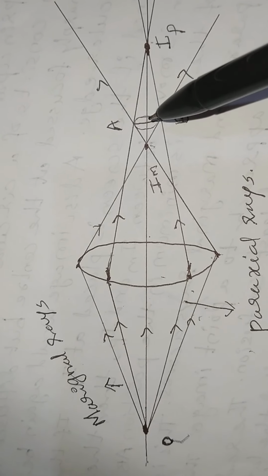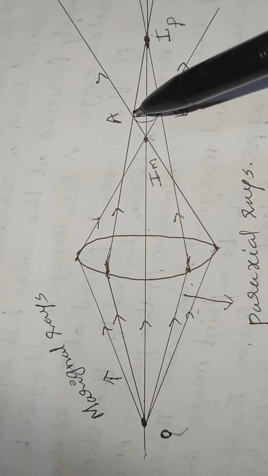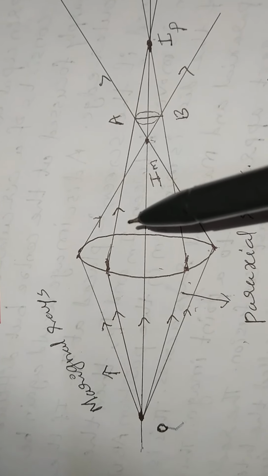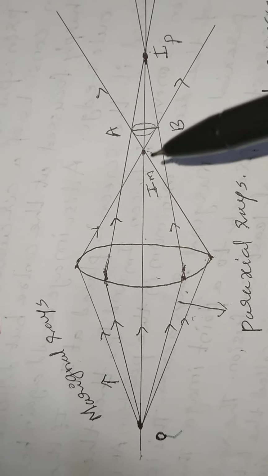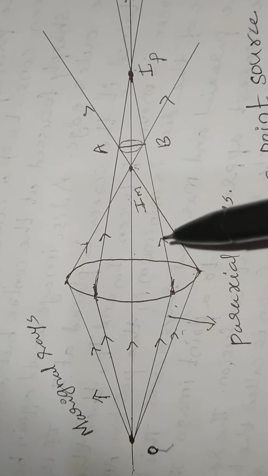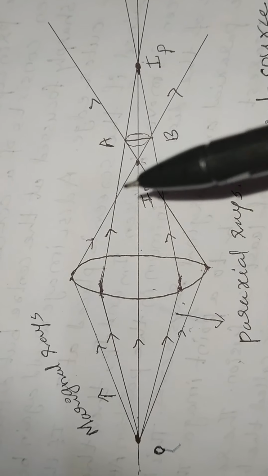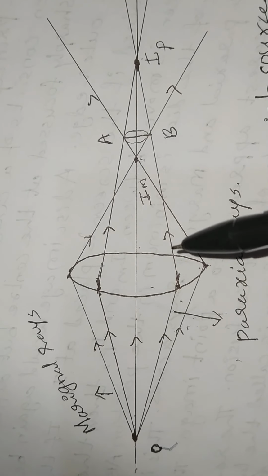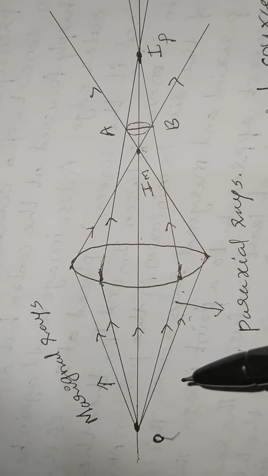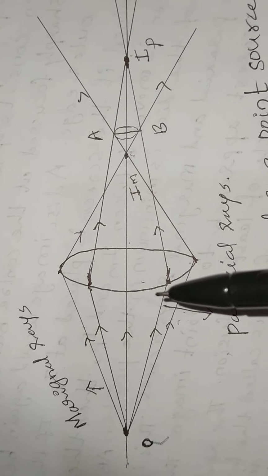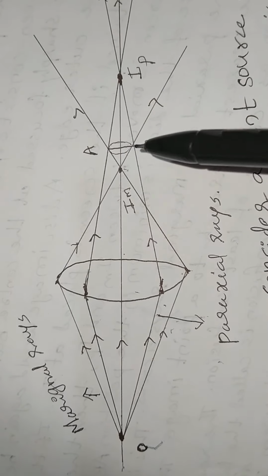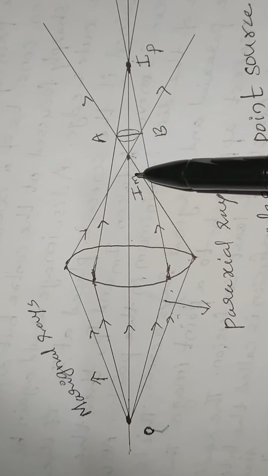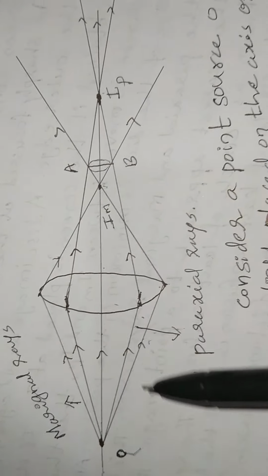So the image does not appear clear, due to the inability of the convex lens. This is called spherical aberration. The inability or failure of a convex lens to form a point image of a point object is called spherical aberration.